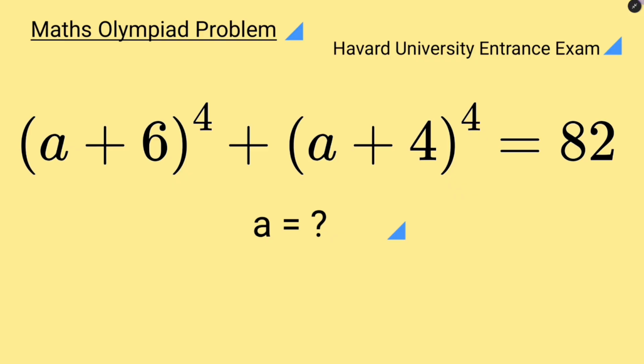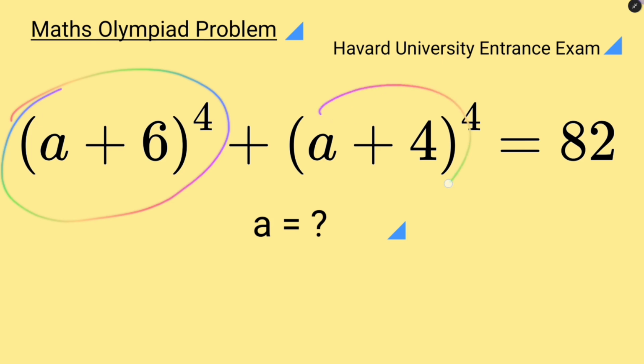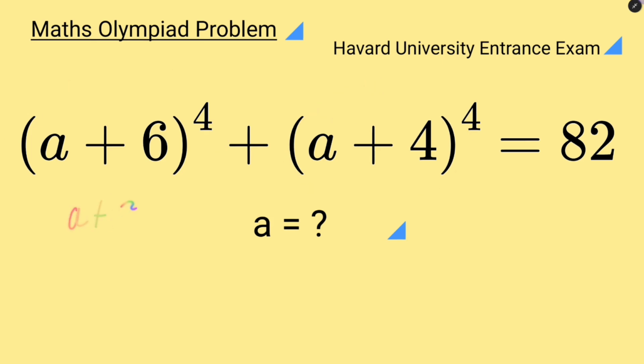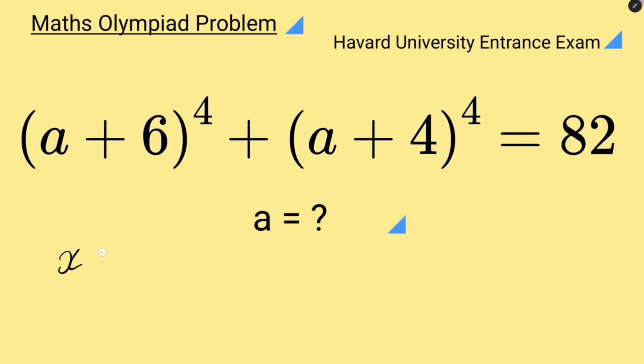To solve this equation, we'll simply dive right in and start by using substitution to simplify the problem. If you notice in this equation, our a + 6 and a + 4 have something in common: there's an a + 5 in it. So we're going to break down the equation by first letting x be equal to a + 5. This is just the beginning.